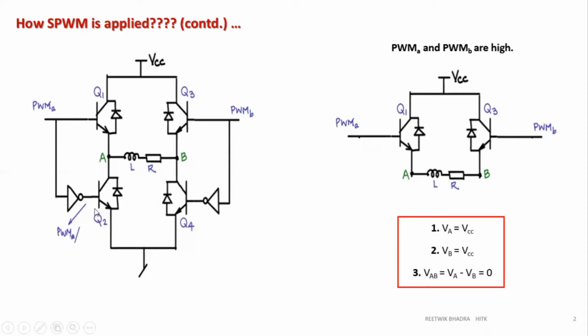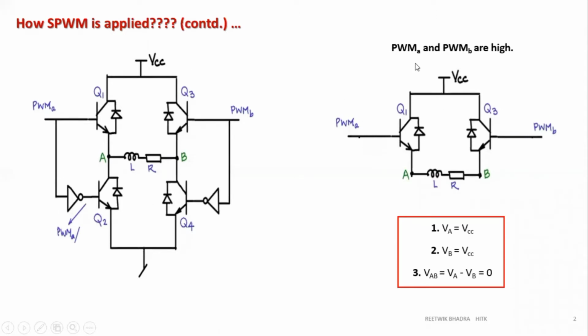That means the lower switches Q2 and Q4 will be off, because if you give a low pulse over here, it will be off. So what we have in this circuit is only the upper circuit remaining over here. That is my VCC, Q1, LR load or RL load, then point B, then Q3. So that's why I have drawn this circuit over here.